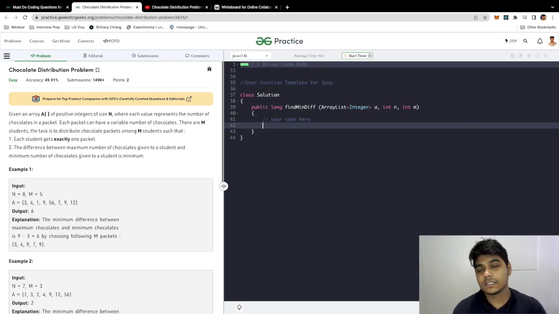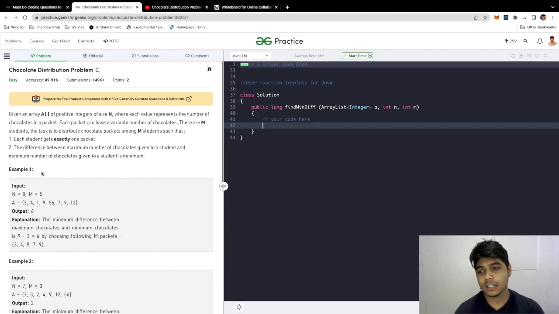So hey guys, this is another day of solving programming problems. Today we're going to take a look at one of the interesting and fun problems on GeeksforGeeks, which is called the chocolate distribution problem.